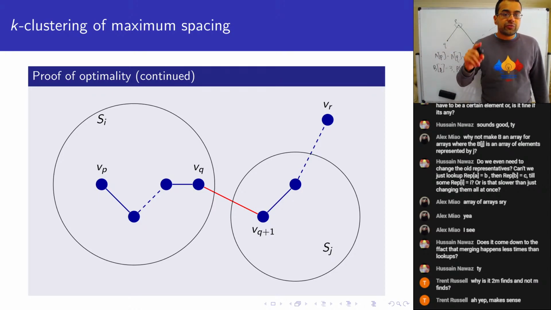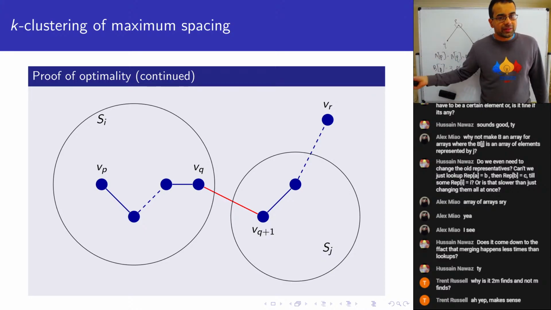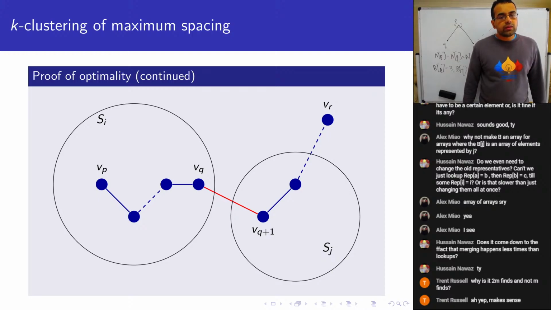Well, that path must first leave the alternate partition's set I, going outside of that set I to some other set. And let's say the first time it does that is from vertex VQ to vertex VQ plus 1. We're now going to end up comparing this edge between VQ and VQ plus 1 to the original edge VP VR.